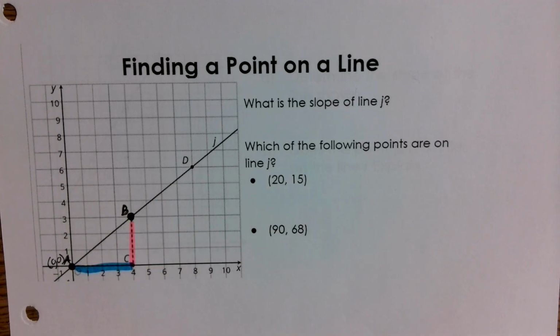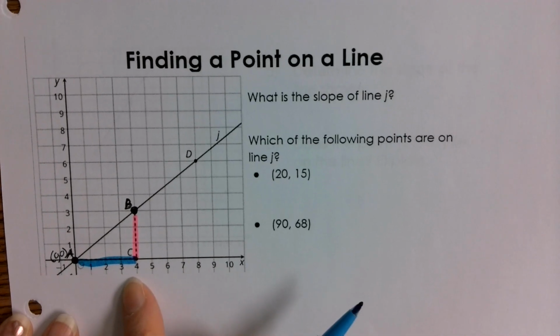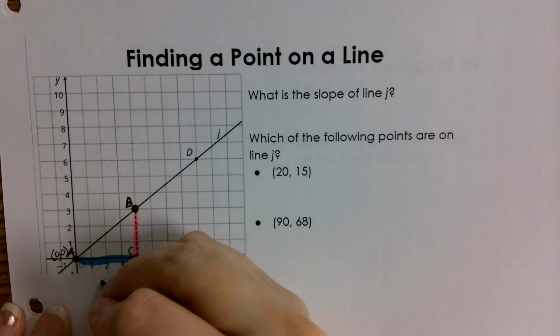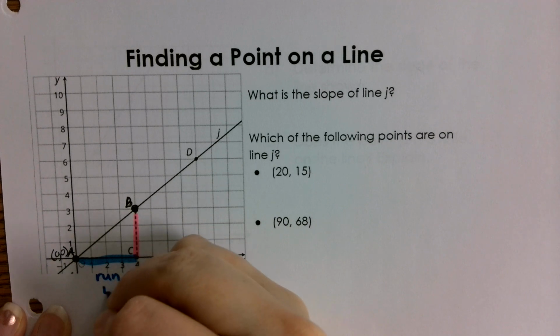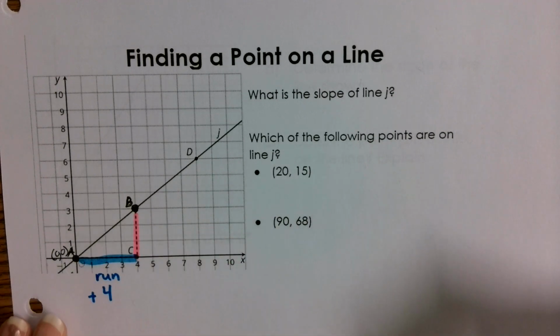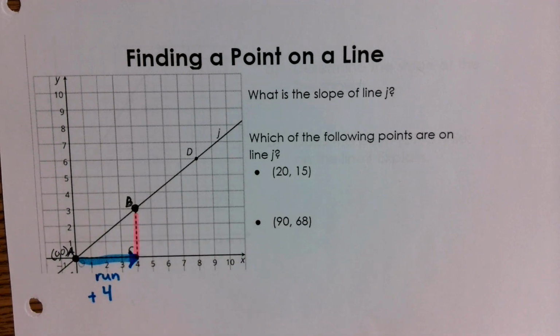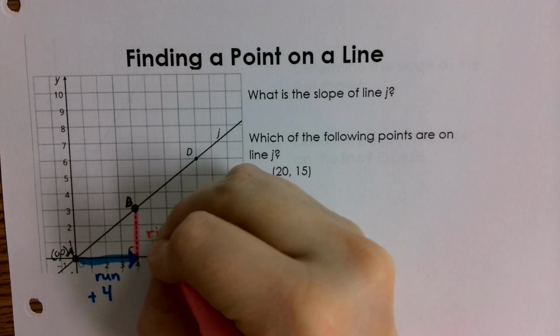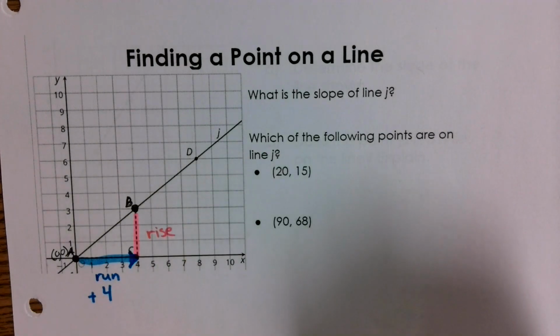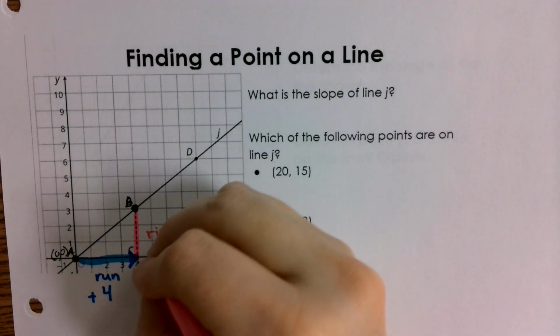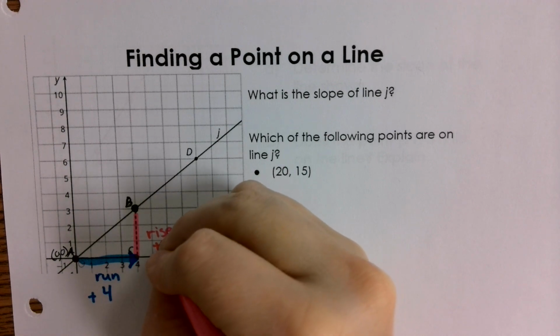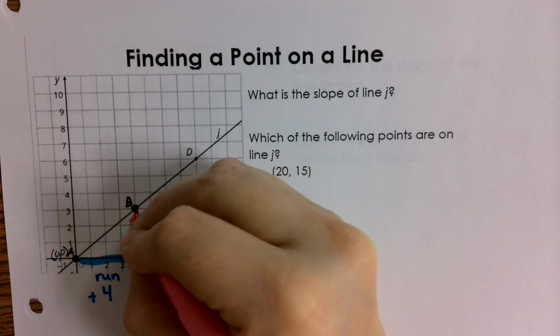So who can raise their hand and tell me what is the run? How much did we move for our run, Jackson? 4. So our run happens to be a positive 4 because we moved to the right. And then what about our rise? Who can raise their hand and tell me what the rise is going to be? Ryan? 3. Positive 3. It happens to be a positive 3 because we had to then move up.